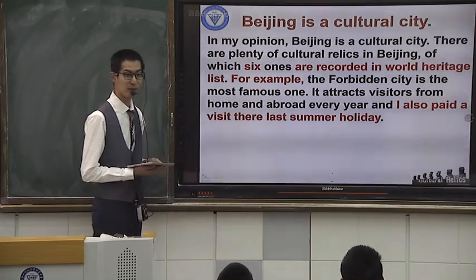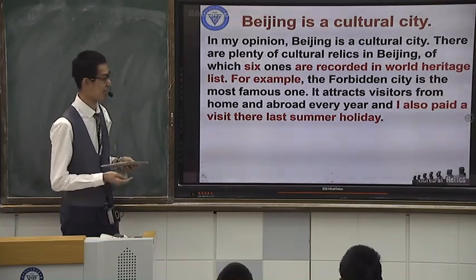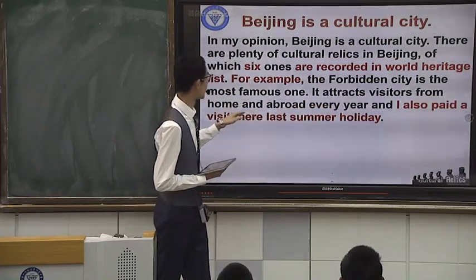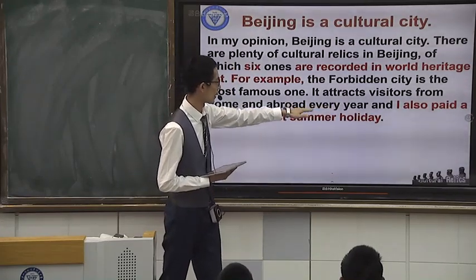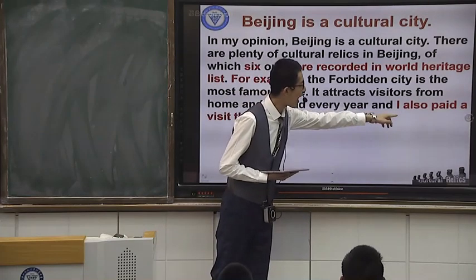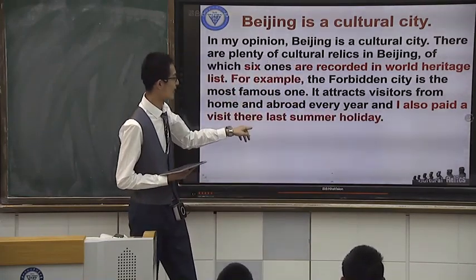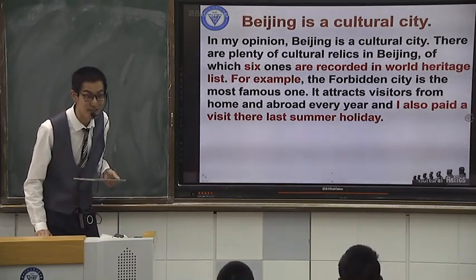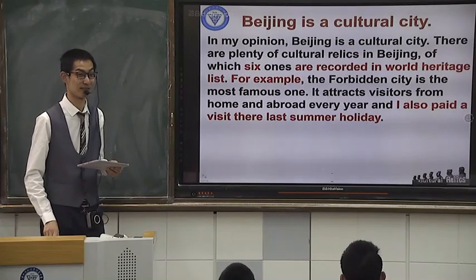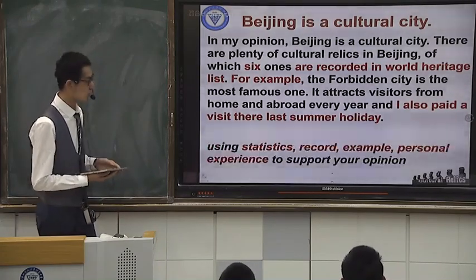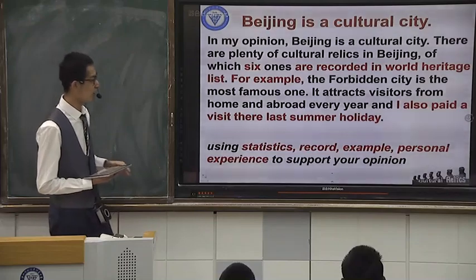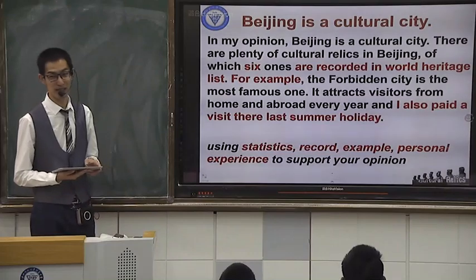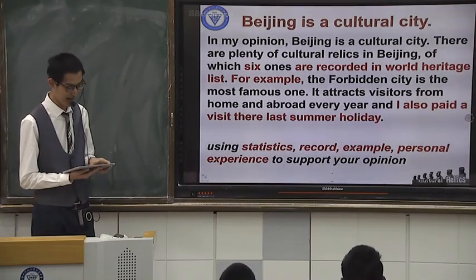For example, it's an example. Yes. The Forbidden City is the most famous one. It attracts visitors from home and abroad every year. That's still an example. Let's look at, I also paid a visit there last summer holiday. What is this part about? Experience. Very good. It's personal experience, right? Okay, yes. Very good. So I want you, in your writing, to use statistics, records, examples, or personal experience to support your opinion. Okay?